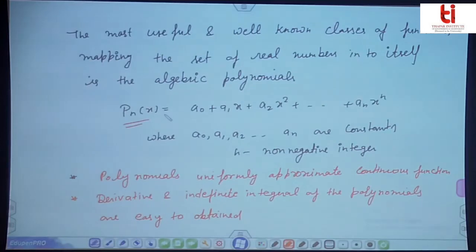Let's talk about the polynomial. Suppose there is some function that is not easy to integrate. So what we do, we can approximate that function with the help of a polynomial, and then we can integrate the polynomial, because polynomial integration is very easy. So there is a theorem that is called the Weierstrass approximation theorem. According to this theorem, approximation theorem.